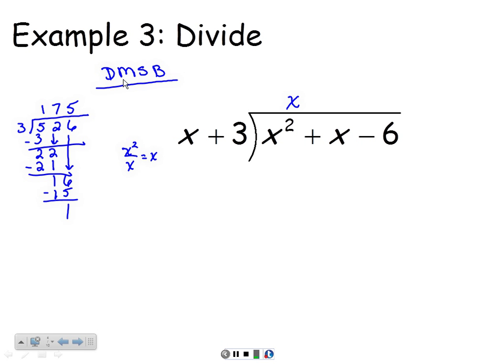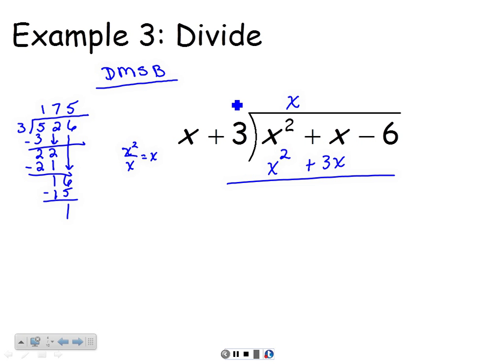Then we're going to multiply. So we're going to take what we just put up top, which is the x, and we're going to multiply it times both the x plus 3. So this is a distributive property. Basically, x times x is going to give you x squared, and x times 3 is going to give you 3x.